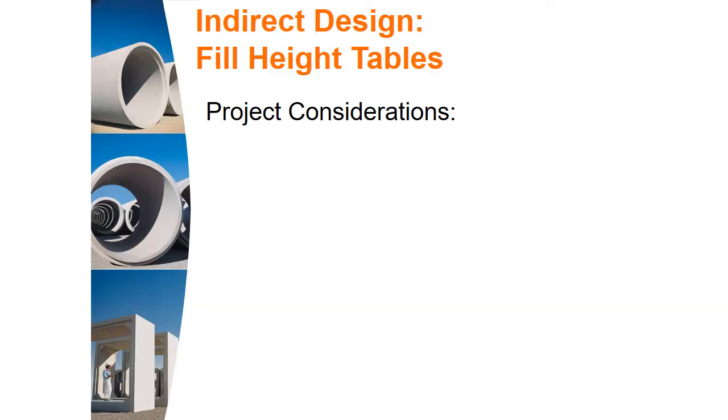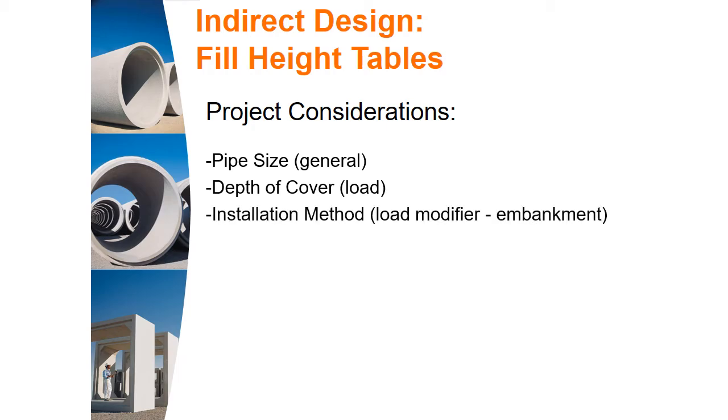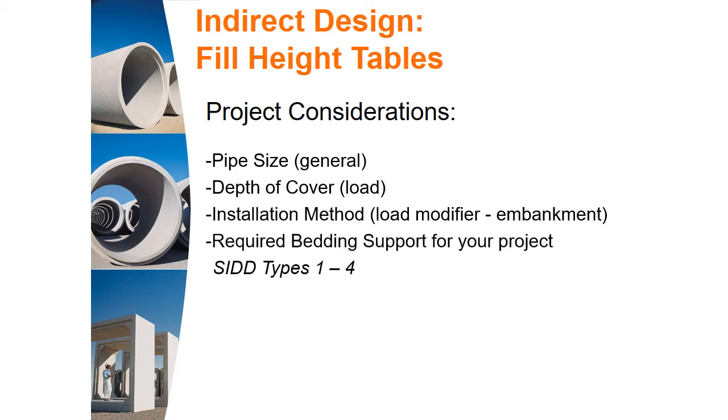To use the tables, you will need to determine what pipe size is required and how much cover you will have over your installed pipe. The installation method is already determined for you as the tables use a conservative embankment installation. Now you have enough information to go into the tables and select the installation type that suits your projects based on available soils and contractor installation requirements.